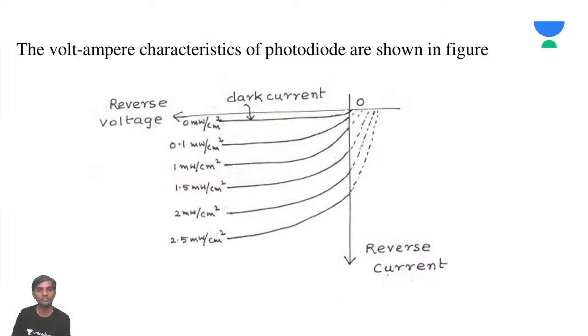If you want to see, you can see here the reverse voltage versus reverse current. This is the VI characteristics. This is the dark current, I lambda, which we generally call the reverse saturation current. As I told you, a photodiode must be operated only in reverse bias.